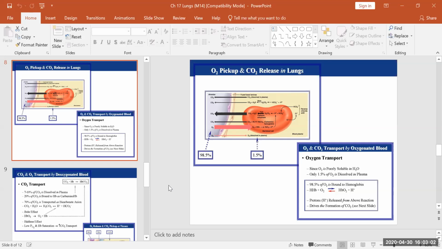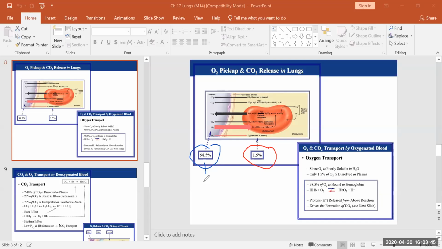Okay, so let's start with oxygen. There are only two transport mechanisms for oxygen. Since oxygen is really poorly soluble, only 1.5% of oxygen is transported as is in blood plasma. The remaining 98.5% of oxygen is transported by hemoglobin. This is a protein inside each red blood cell, and its job is to transport oxygen.